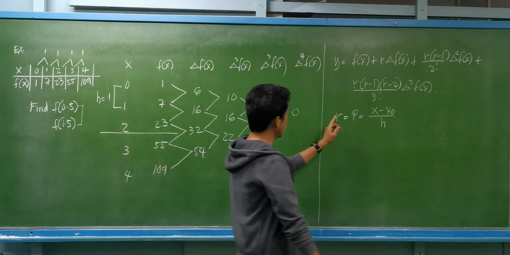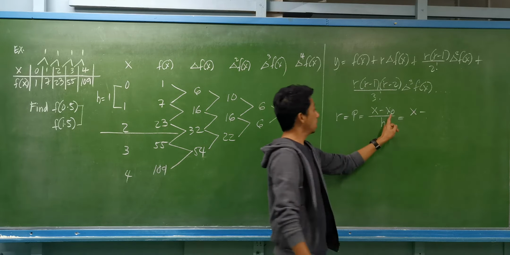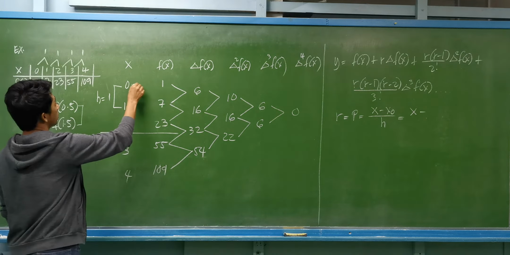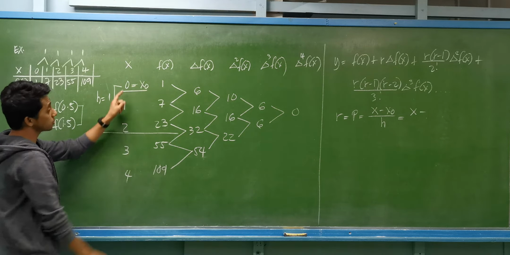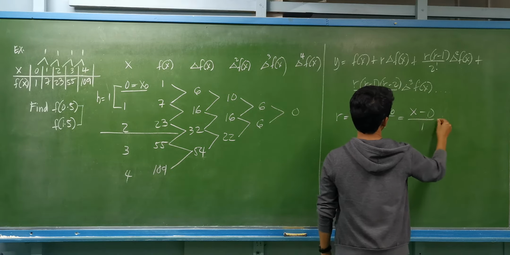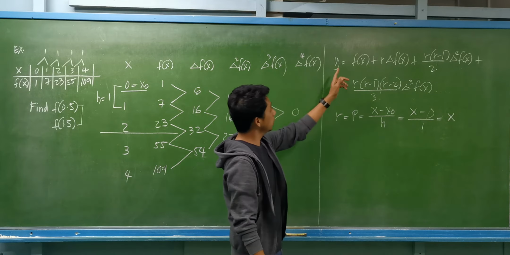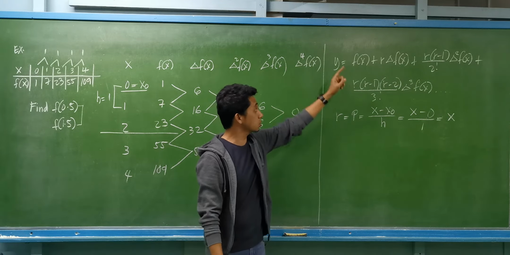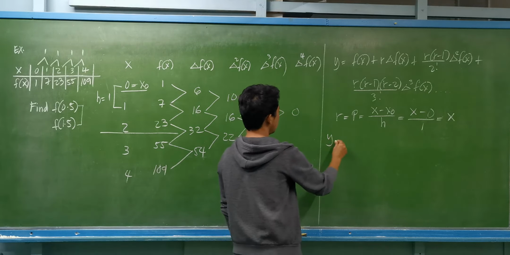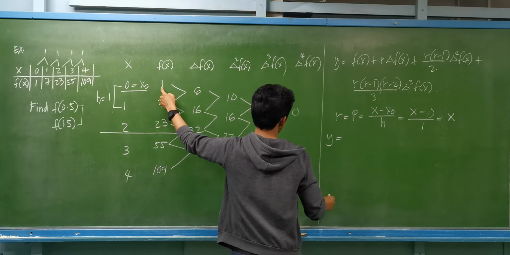So if you are to input the equivalent of r, this is the same as x minus x of 0. What is our initial value of x, or the first value of x? This is the same as 0, divided by 1, so therefore this is the same as x. Now if we are to input these values to our equation, y is now equal to f of x, that is the same as 1.